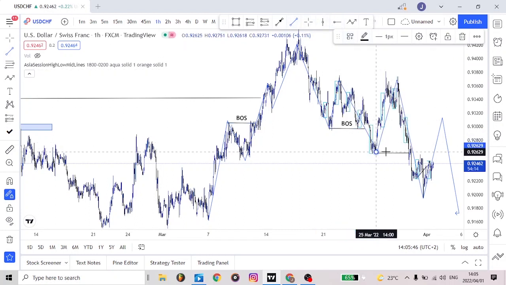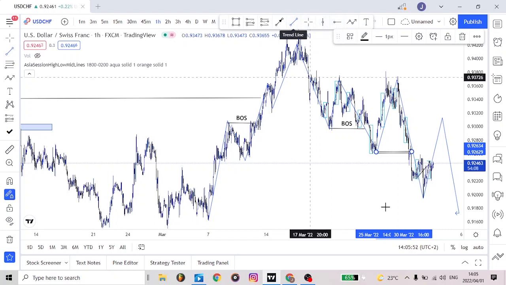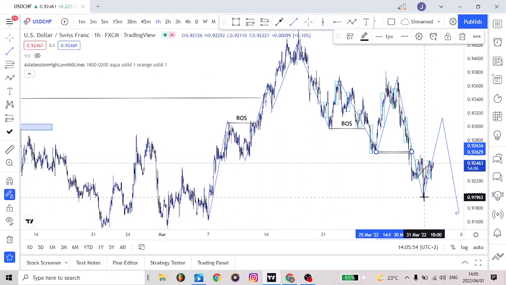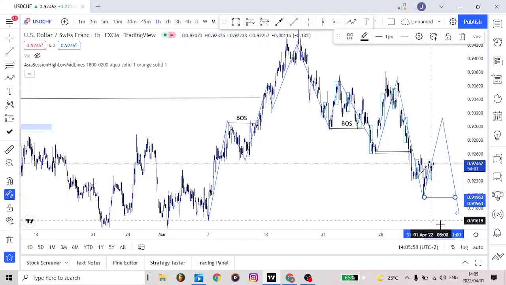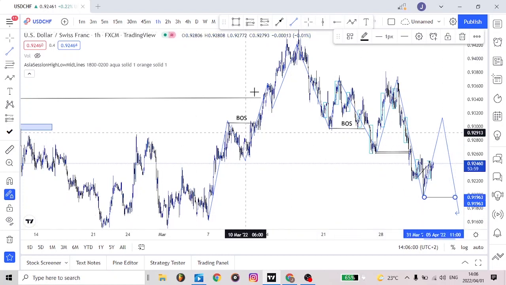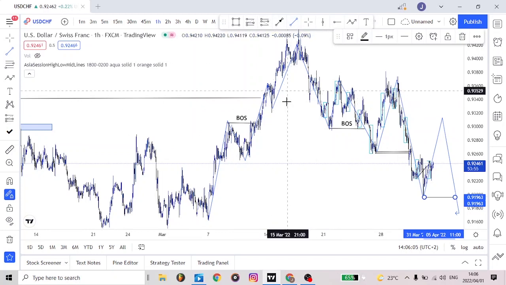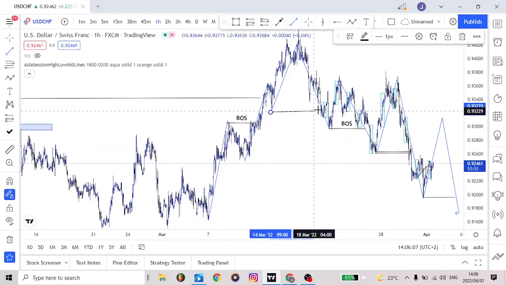Break of structure gives us a signal of what? Of a continuation, and a change of character gives us a signal of what? Of a reversal. So there we go, we have this here. We expect that to happen, so it's going to be a break of structure. Now, where is our change of character? Our change of character is right over here.